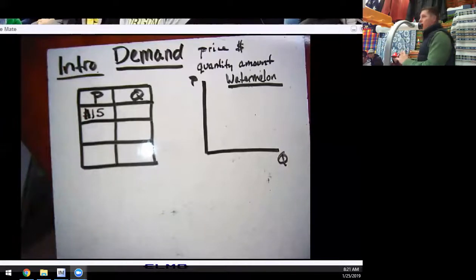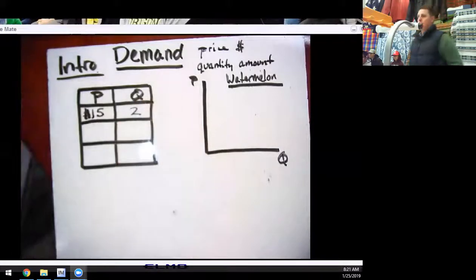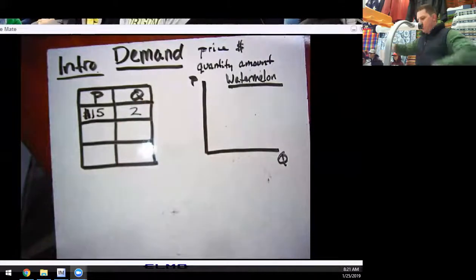Remember, demand is twofold. You have to, one, desire something, and two, be able to what? Afford it. He doesn't desire it. He doesn't demand it, so we don't count you in the market survey, right? The rest of us are watermelon eaters, essentially. How many of you guys at $15 a watermelon would buy a watermelon? Raise your hand. Keep your hands up, please. Perfect. Two.